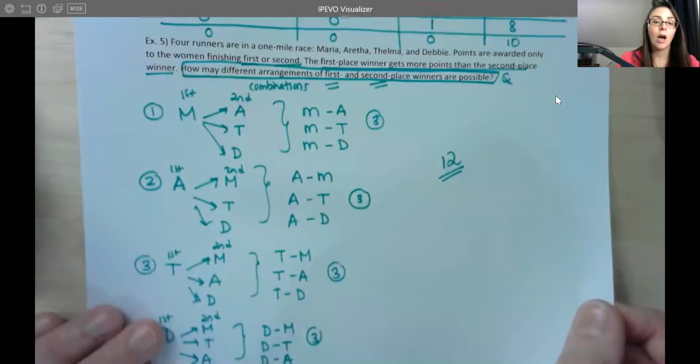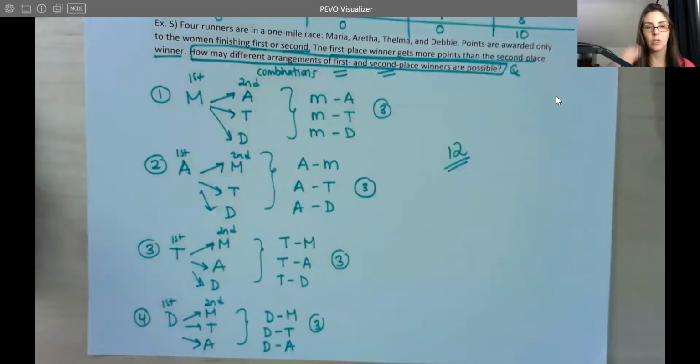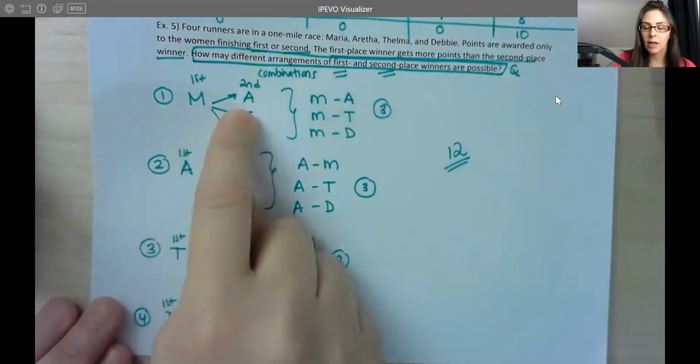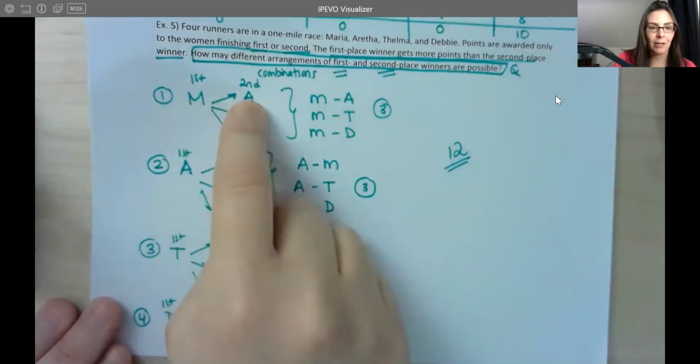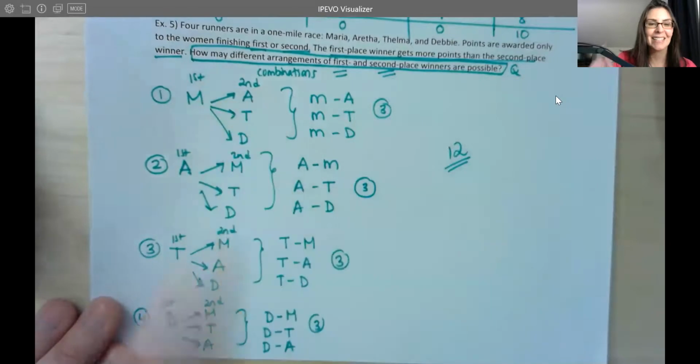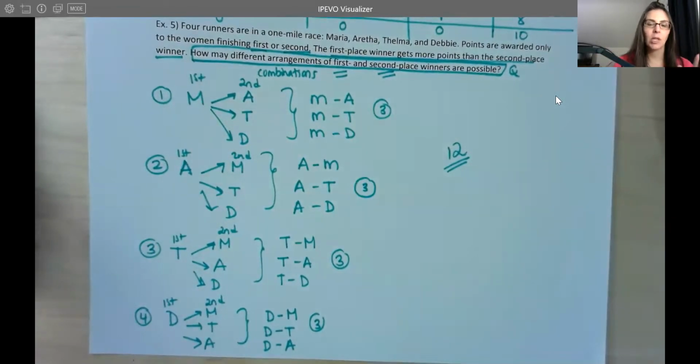And again, that's not really including your third and fourth place winners, right? If we want to include third and fourth place winners and take this further, then we could find more combinations, right? Because Maria, Aretha, Thelma, Debbie is different than Maria, Aretha, Debbie, Thelma. So all the different combinations matter. Here we're just focusing on first and second place, so I don't need to think about third or fourth place, but we could take that further if we needed to.